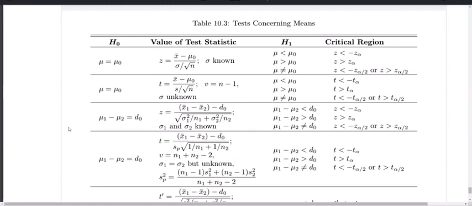Now, another thing I want to talk about is what if we're dealing with two populations and we want to test for the equality of means. Okay, we want to test for the equality of means. Now, take a look at this situation.